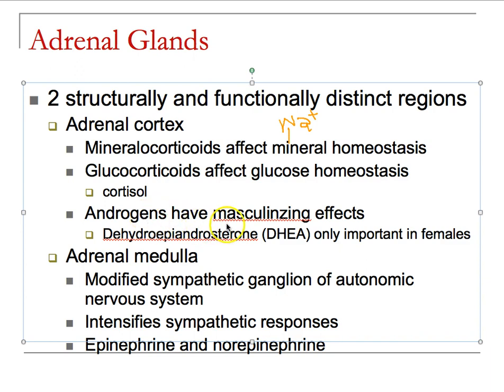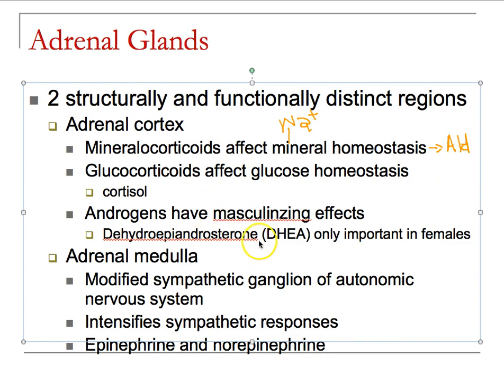DHEA is only important inside females. And what we mean by that is it's converted into something that females can actually metabolize. The major hormone we want to think about over here, though, for the sodium regulation is going to be aldosterone, ALD. We'll come back to that in a minute, I hope.